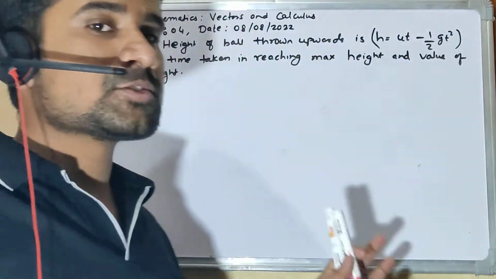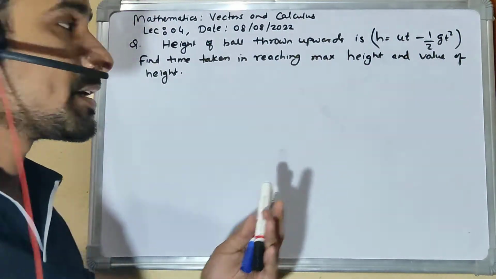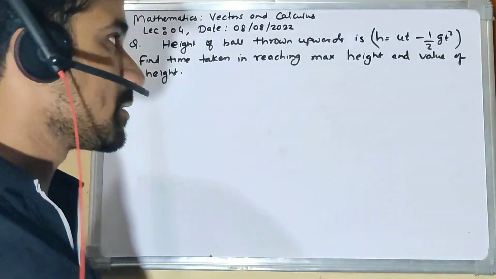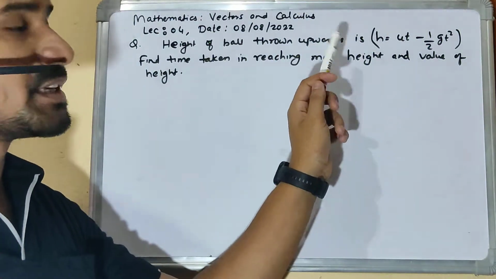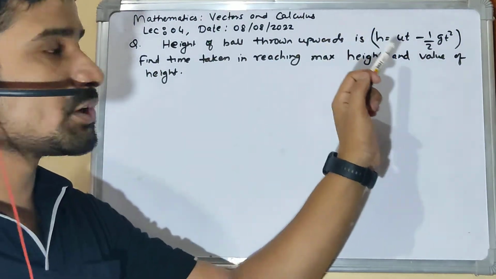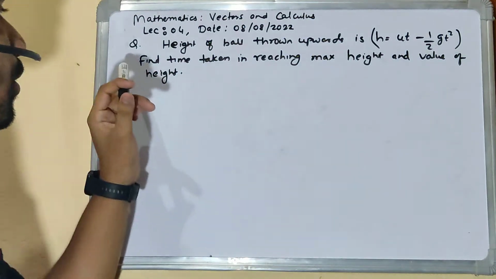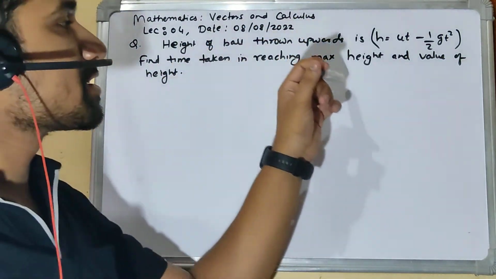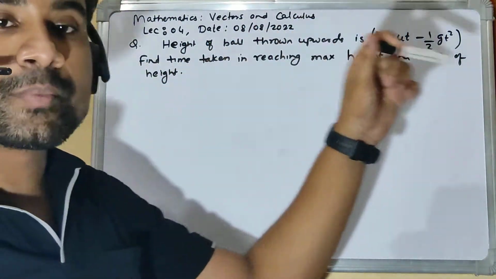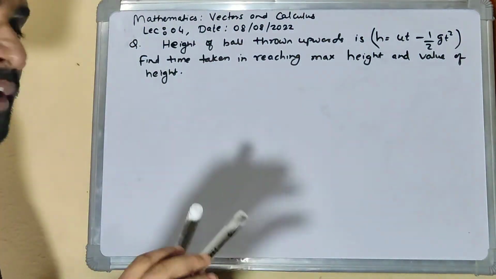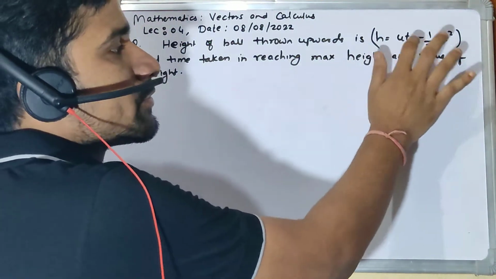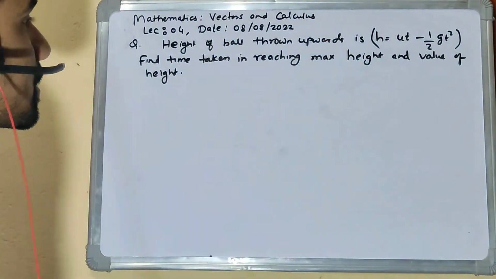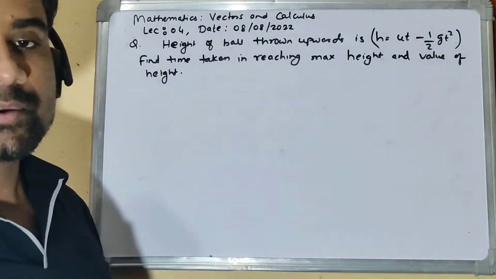Right, so let's solve this problem on maxima and minima and understand how we can use this in physical applications. The height h of a ball thrown upwards is given by this equation of motion, h equal to ut minus half gt square. Find the time taken in reaching maximum height and also the value of maximum height. So what happened is I've thrown a ball upwards. The height is varying with time with respect to this particular relation. We need to find the time taken in reaching the maximum height.